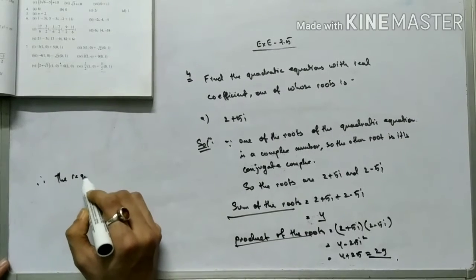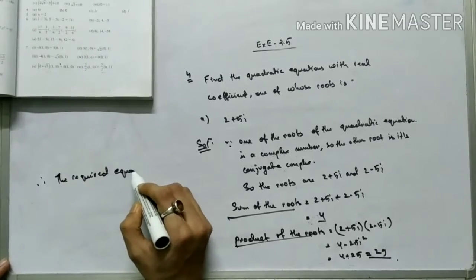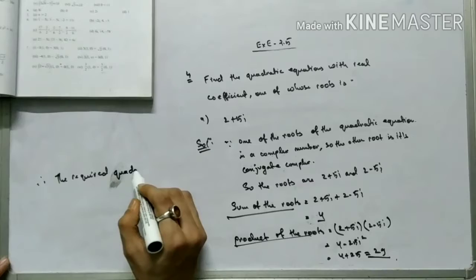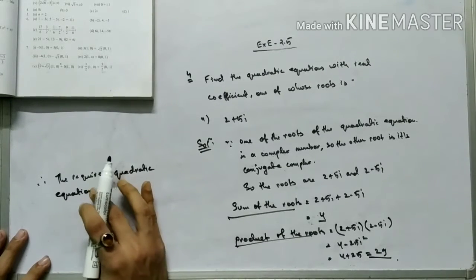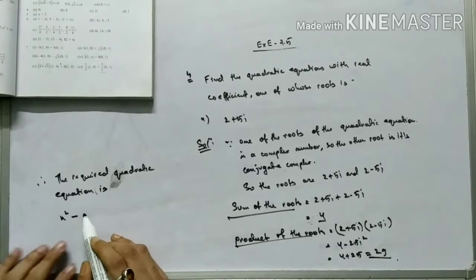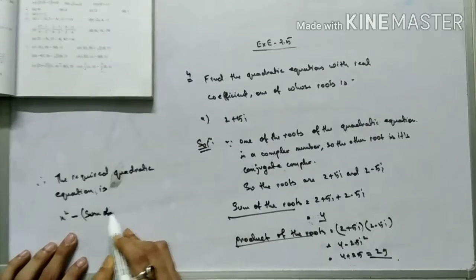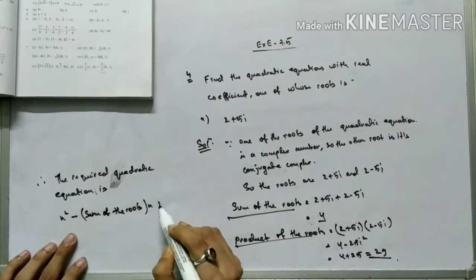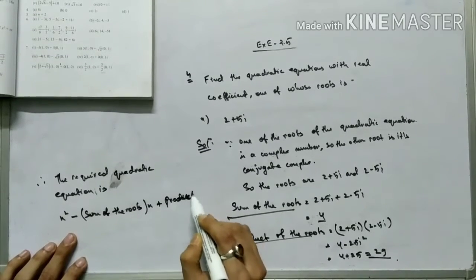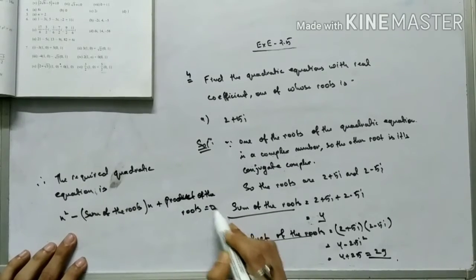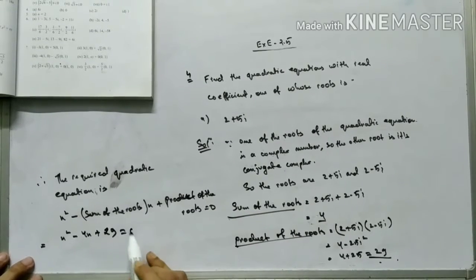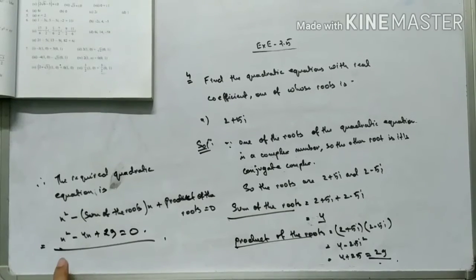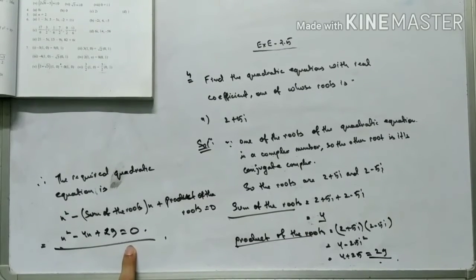Therefore, the required quadratic equation is x square minus sum of the roots into x plus product of the roots is equal to 0. So this will give me x square minus 4x plus 29 is equal to 0. So this is the quadratic equation. Okay, so therefore it is very easy there.